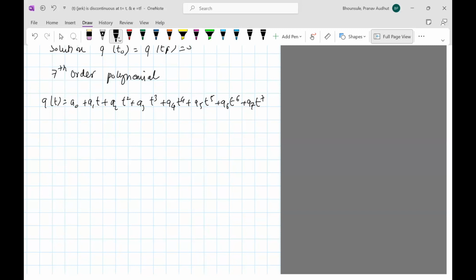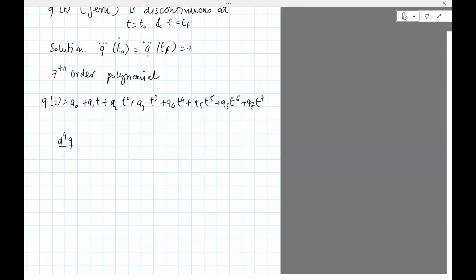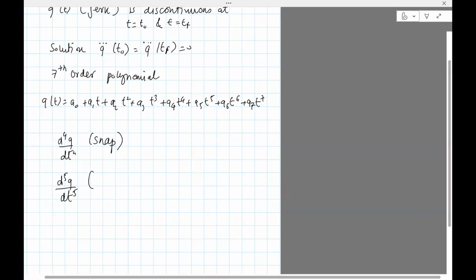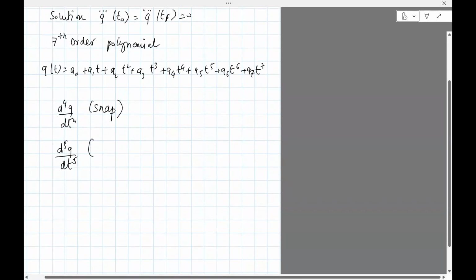So by the way, do you know what the 4th derivative is? It's snap, right? Snap. Okay, and then do you know what the 5th derivative is? They didn't teach you in dynamics. You know what the 5th derivative is? It's called crackle. You know what the 6th derivative is? It's pop.